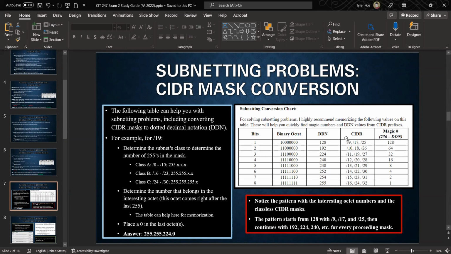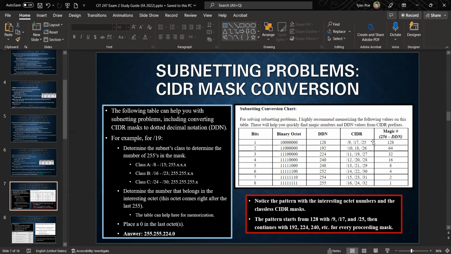After /8, we have /9, the first classless mask. The interesting octet dot decimal notation pattern is going to start with 128, then go to 192, 224, 240, 248, 252, 254, 255. There is a mathematical pattern here. There's 128, then you add 64 to get 192, you add 32, that becomes 224, you add 16, that becomes 240, and so forth. Actually, it's adding the magic number. You can see the magic number here.